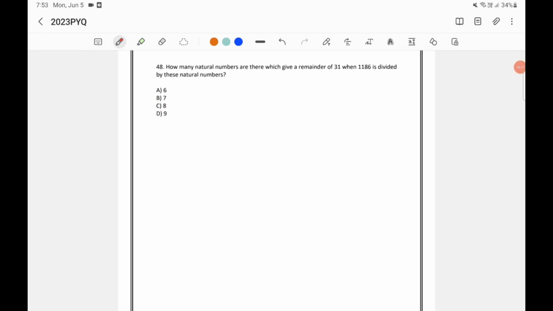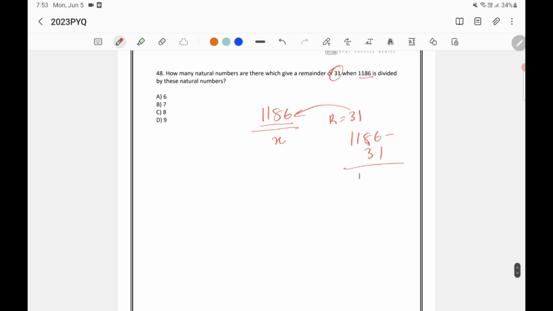So now let us look into the next question. How many natural numbers are there which give a remainder 31 when 1186 is divided by this natural number? So when 1186 is divided by a natural number x, we are getting remainder as 31. So if I subtract 31 from 1186, then that number will be exactly divisible by x, right? So 1186 minus 31 is 1155. So 1155 will be exactly divisible by x. So we need to find out the factors of 1155.